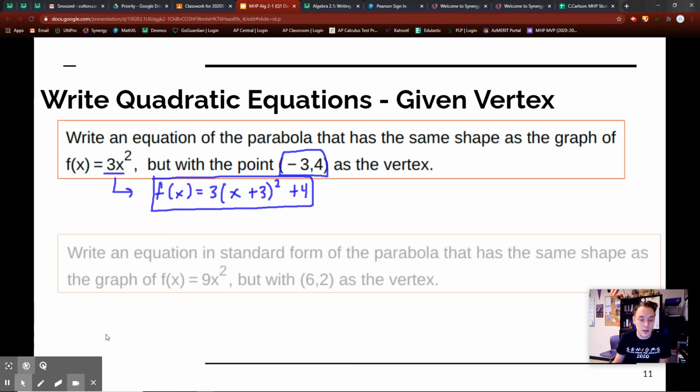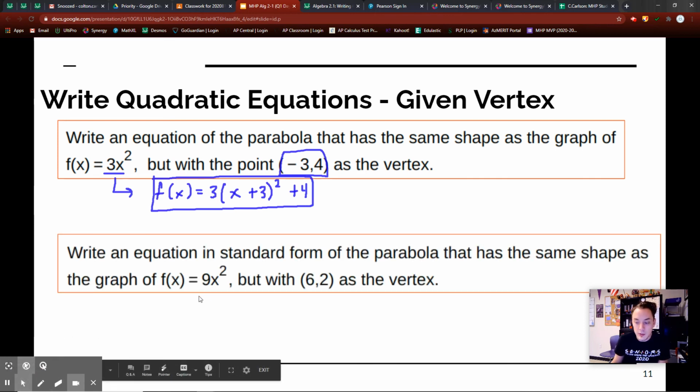Let's try this one on your own. So pause the screen real quick, pause it, see if you can get this one on your own. It's the same shape as 9x squared with this vertex. Try it yourself.